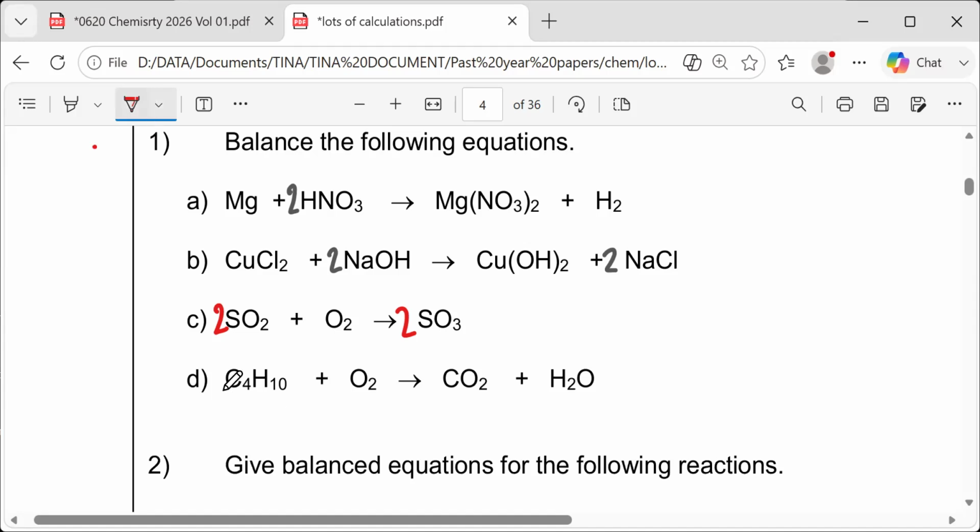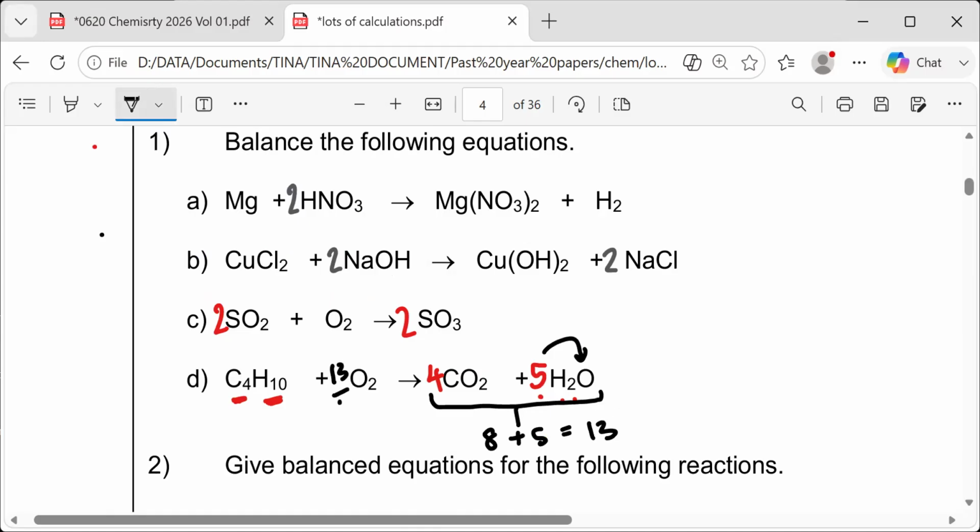Same concept. So four carbon, four carbon dioxide. 10, what are you looking at? Okay. 10 hydrogen, 5 water. Why? Because 5 times 2 is 10 hydrogen. Then only you count the oxygen at the back. Okay? 4 times 2 is 8. 8 plus 5 oxygen is how much? 13. So 13 over 2.